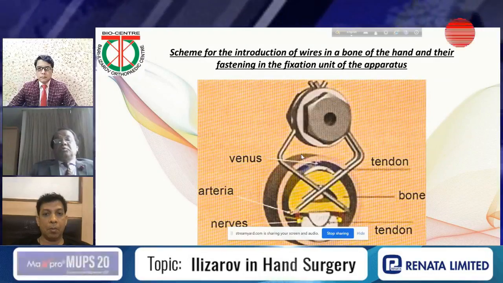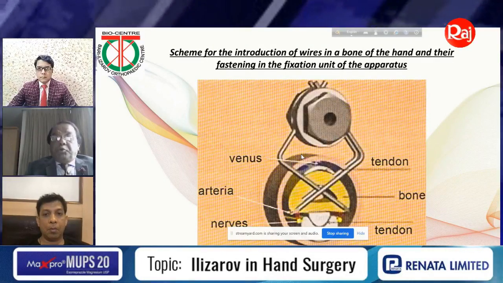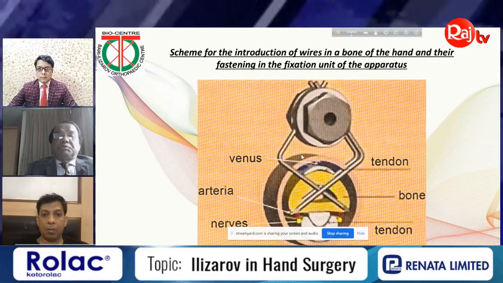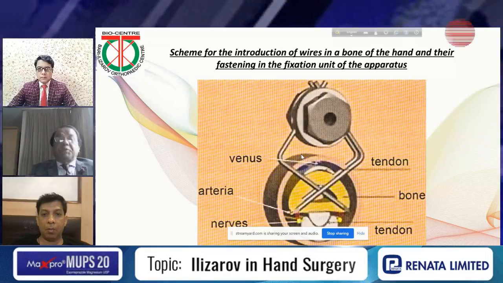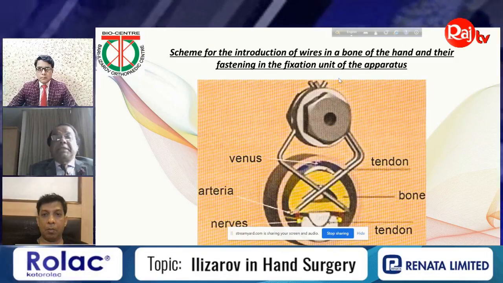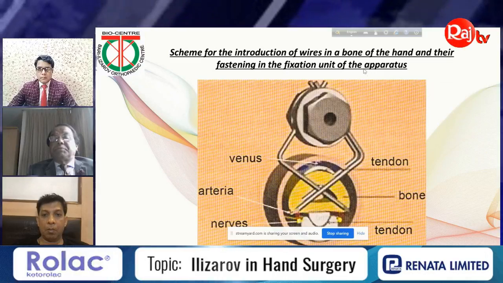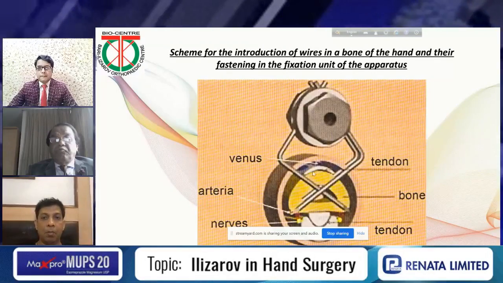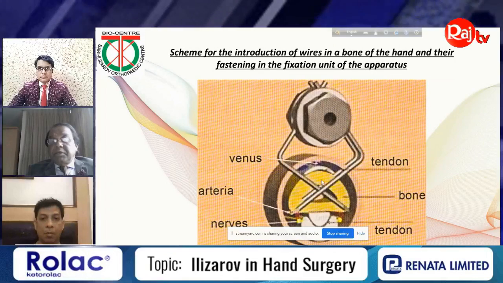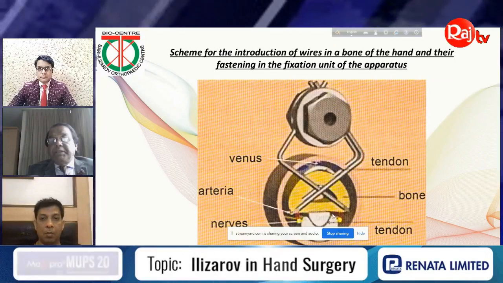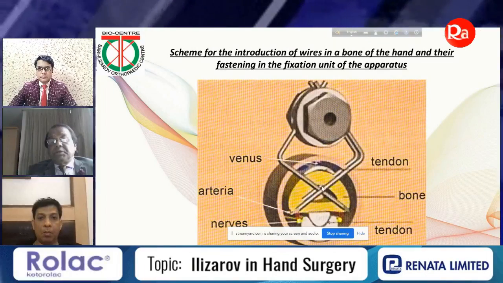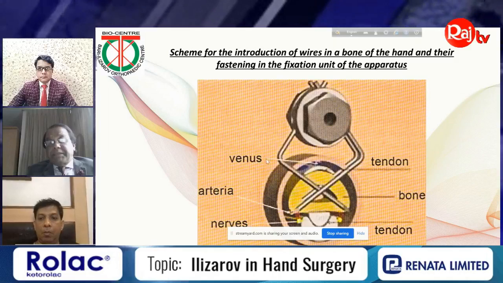Now, before introducing the wire insertion in the small bones, you can see here a very important picture, a scheme for the introduction of the wires in the bone of the hand and their fastening in the fixation units of the apparatus. Look at these veins, arteries, nerves, and this is the cross section of the bone, and here is the tendon.